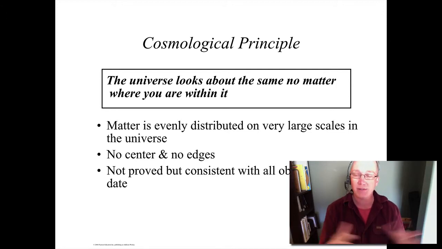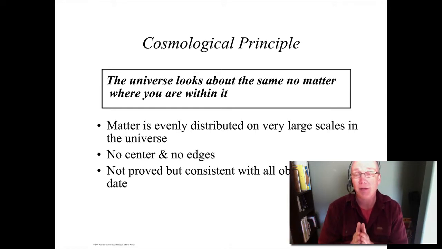That means that matter is evenly distributed on large scales, so that's called homogeneous, right? There's no center or edge, at least that we know of. So we've never seen an edge, and we're not at the center. And again, this is consistent with all observations.